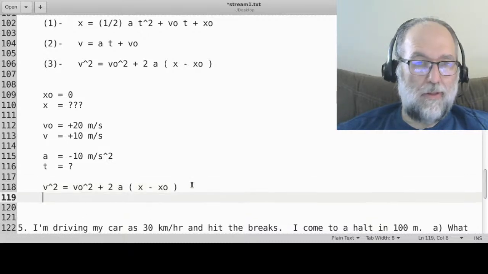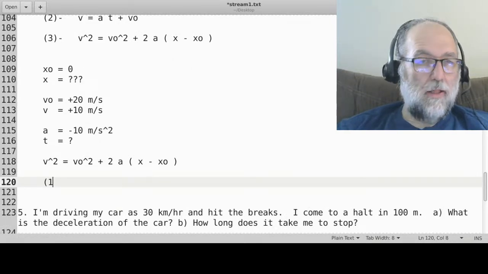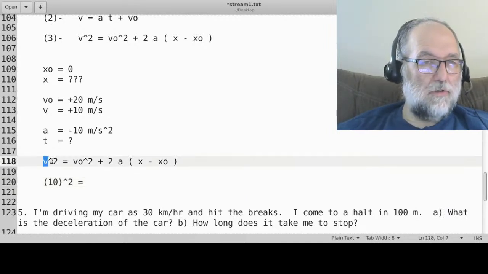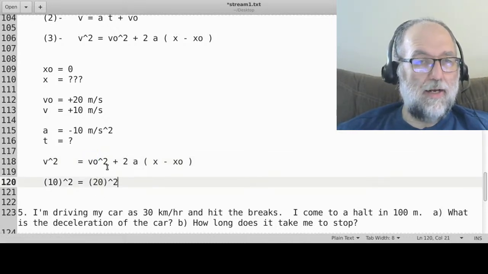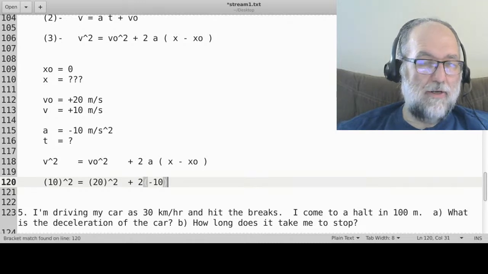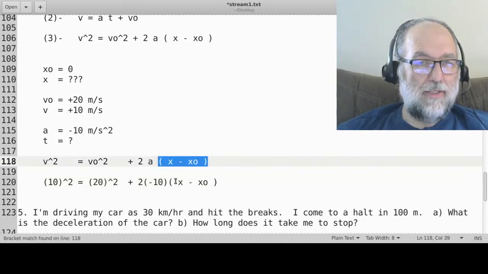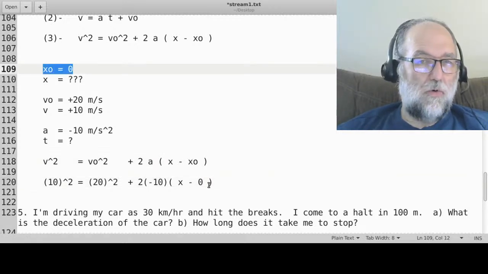I just rewrote it. For v, it's 10, squared. I substituted in there for v squared. For v naught squared, v naught is 20, so we have 20 squared. Then plus 2, and for a we have negative 10, and then x minus x naught. But x naught is 0 because it starts at the origin.